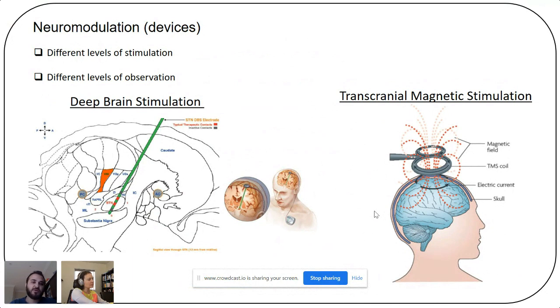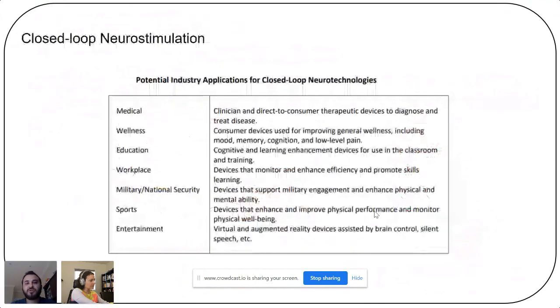With this slide, I want to emphasize different levels of stimulation and different levels of observation that we can have with different neuromodulation devices. For instance, with deep brain stimulation, the stimulation can be very local, in single neurons, and in transcranial magnetic stimulation, or TMS, it can be very wide. The application of closed loop neurostimulation, I'll go back to this closed loop in two slides, is ever increasing. It's ranging from medical, clinical application to education, sports, and entertainment.